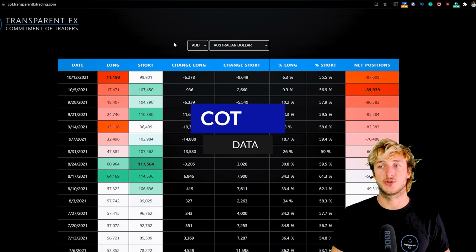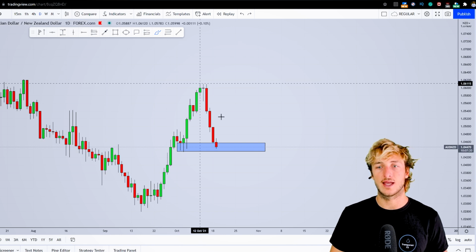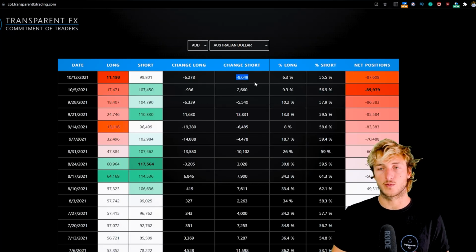Now, if we check the COT data, we can see how for the AUD, we are currently quite bearish with minus 87k net positions. However, we can see how we have just started closing the shorts, which indicate that a potential correction before the continuation seems quite likely. Otherwise, we would continue to see shorts getting added.